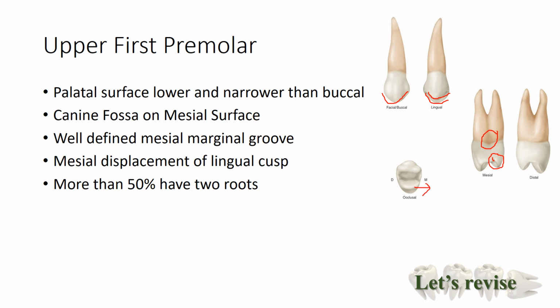Over 50% of these teeth have two roots. Roots are challenging because they change. There are standard root numbers, but they do change. This is usually referred to as having two roots because the majority of them do, but not always. Sometimes they're fused. So that's the upper first premolar.